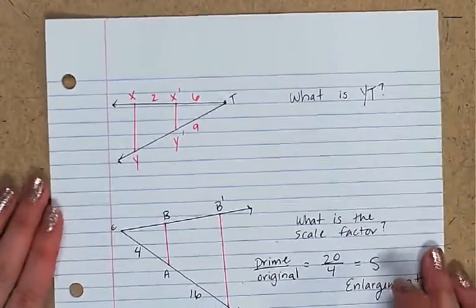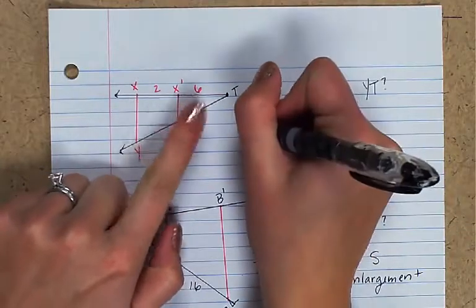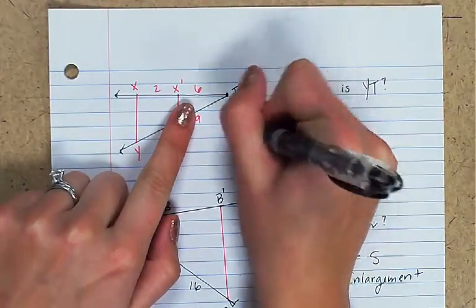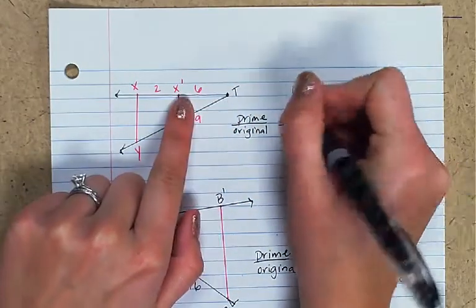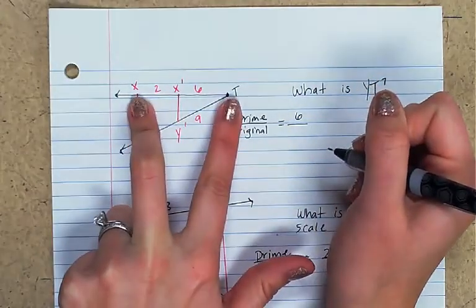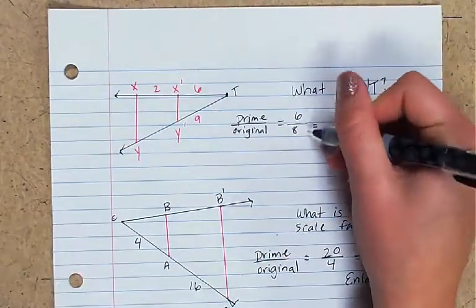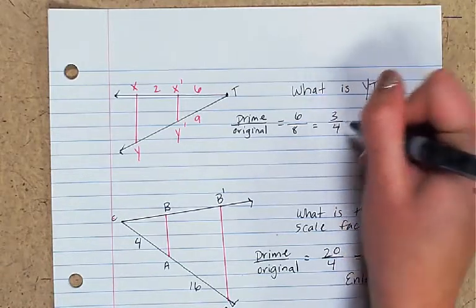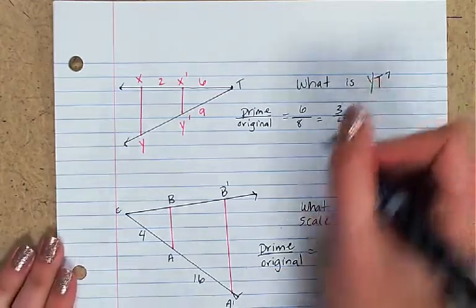Okay, last one. It says, what is YT? First I'm going to figure out what our scale factor is. This one we have information for both parts. Our prime distance, t to x prime, is 6. And our original distance, t to x, remember you have to add them up because it's both of them together, so 2 plus 6 is 8. If I simplify the top and bottom by dividing by 2, our scale factor is 3/4. Now I'm going to use that to set up a proportion just like we did on the last one.